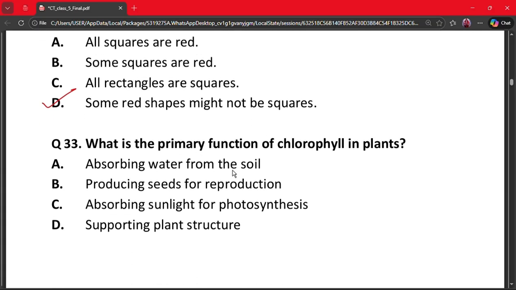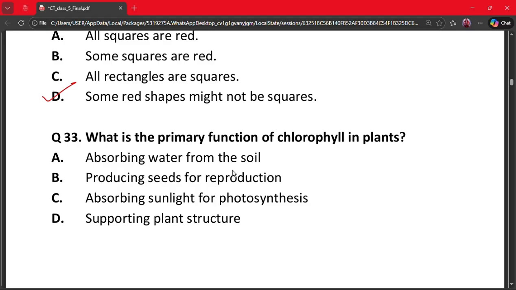Moving on to the next question, that is question number 33. What is the primary function of chlorophyll in plants? A. Absorbing water from the soil. B. Producing seeds for reproduction. C. Absorbing sunlight for photosynthesis. And D. Supporting plant structure. Here the correct answer is option C, that is absorbing sunlight for photosynthesis.